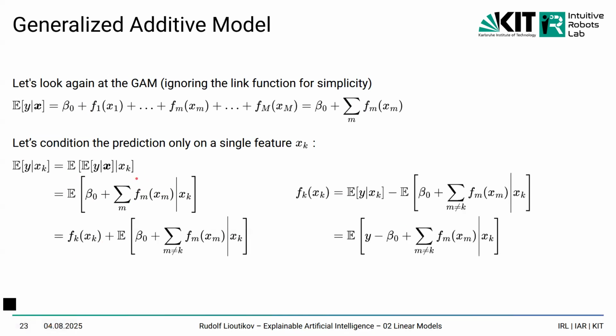Then we can rearrange this. We want to solve for fk, so we take this conditional expectation and subtract this part, and that gives us fk, which is this line over here. And in this case we can combine the expectations again. Because both are conditioned on xk, we can have one big conditional expectation on xk, where we take our overall prediction minus the bias and this feature here.